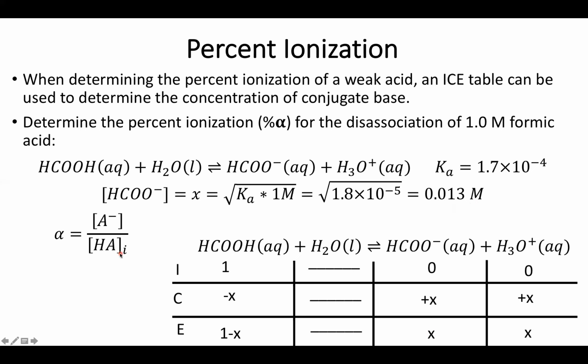And we're going to go ahead and divide it by, here's the key bit, the initial amount of formic acid, which in this case is just going to be 1 molar.